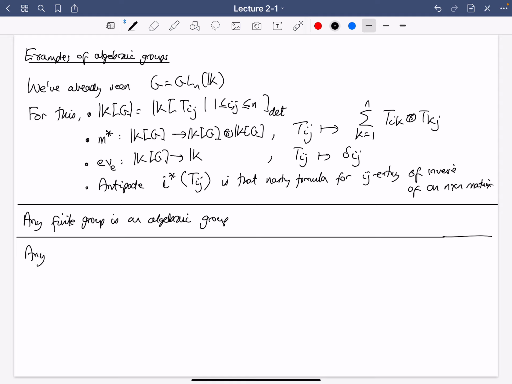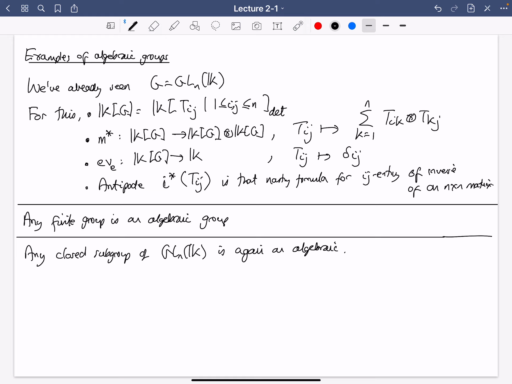More interesting maybe is the observation that any closed subgroup of GLN of K, or indeed any closed subgroup of any algebraic group, is again an algebraic group. Because it's a closed subset of an affine variety, so it's an affine variety, and it's a group. And since the group operations are just the restrictions of the one upstairs in the big group, those are morphisms of varieties. So that's a great source of new algebraic groups by taking closed subgroups of old ones.